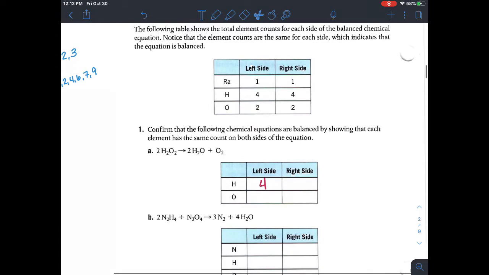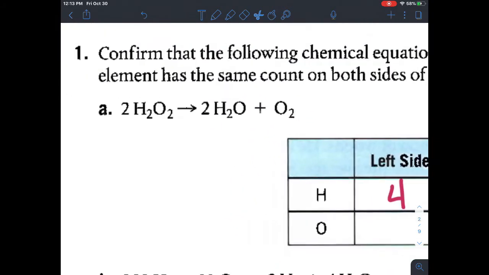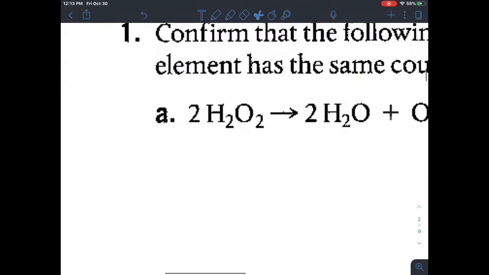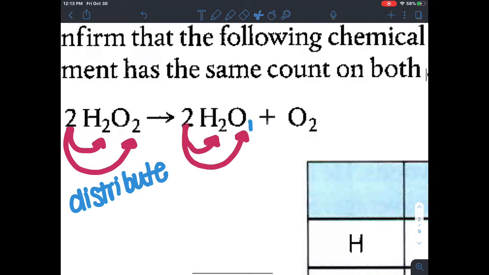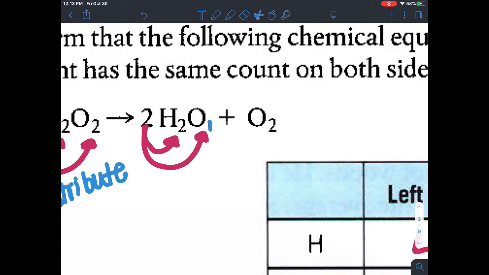So we need to confirm the following chemical equations are balanced by showing that each element is the same count on both sides. So left and the right. So I'm going to distribute this 2 to the H2 and to the O2. I'll distribute the 2 to the H2 and the O1. And then the O2 I don't do anything for.